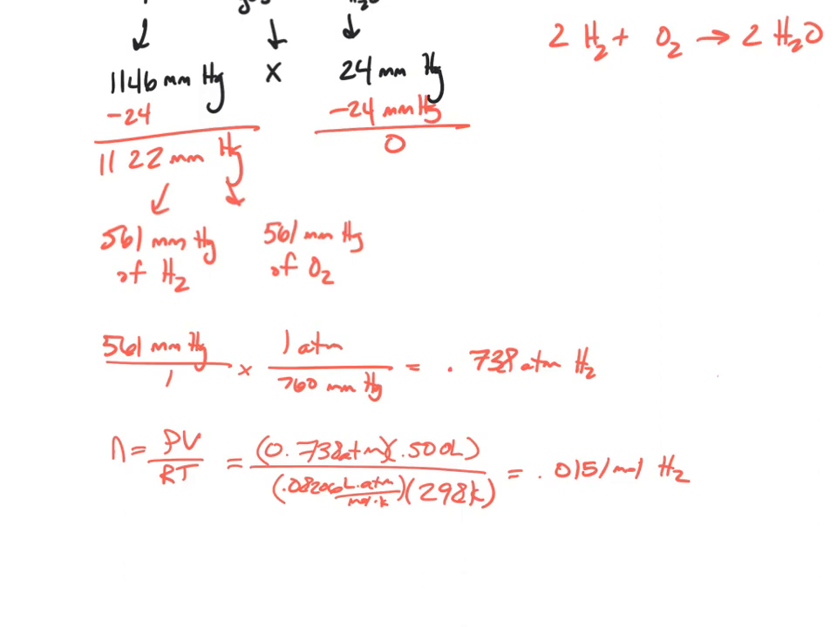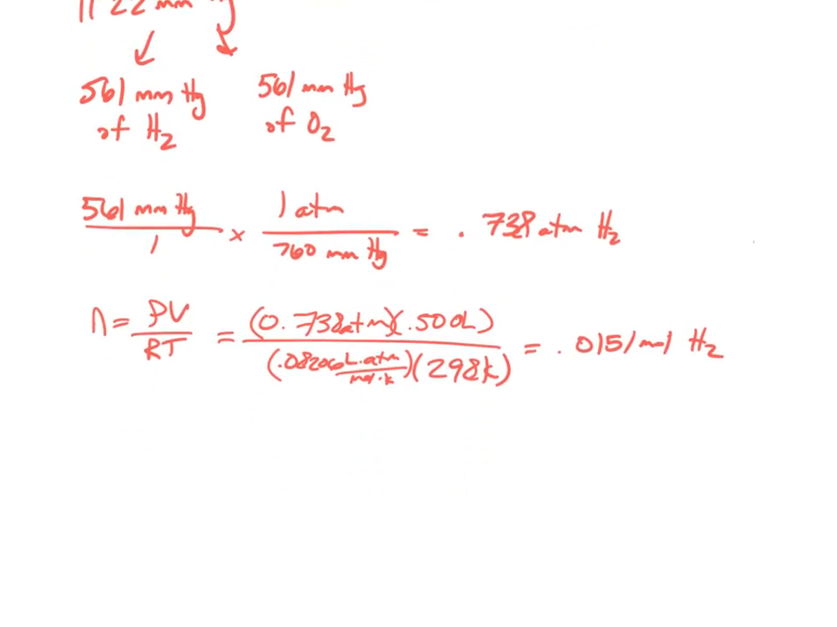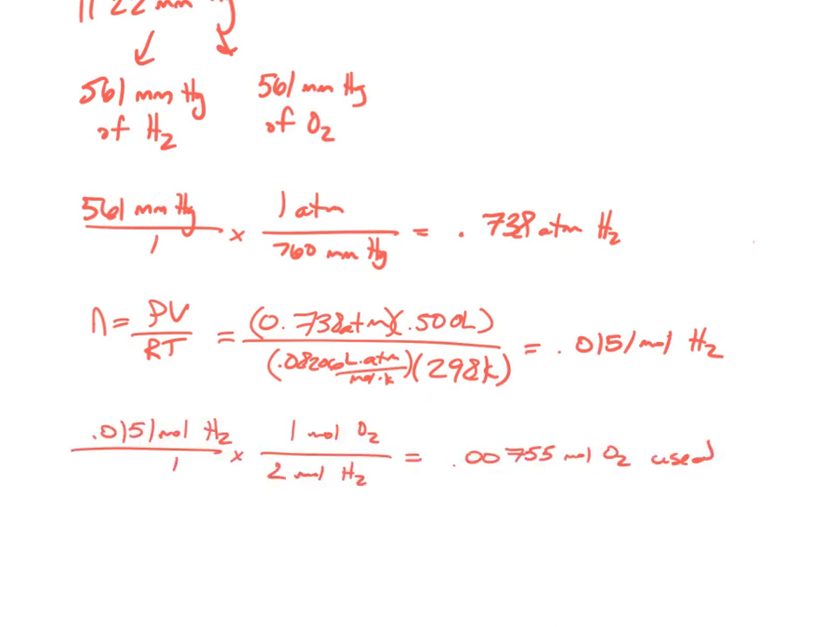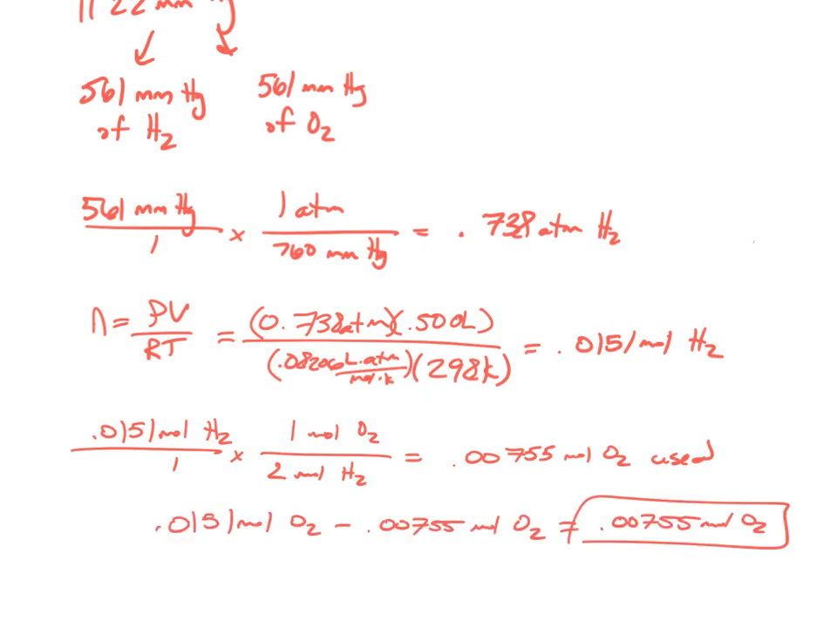Now figure out how much O2 gets used up. We're going to do some quick stoichiometry here: you take the 0.0151 moles of H2 and multiply by the mole ratio. Taking that number of moles and multiplying by 1 over 2, you get 0.00755 moles of O2 used. Since you started with equimolar H2 and O2, you subtract this number from the starting moles of O2, and you get 0.00755 moles of O2 left over.